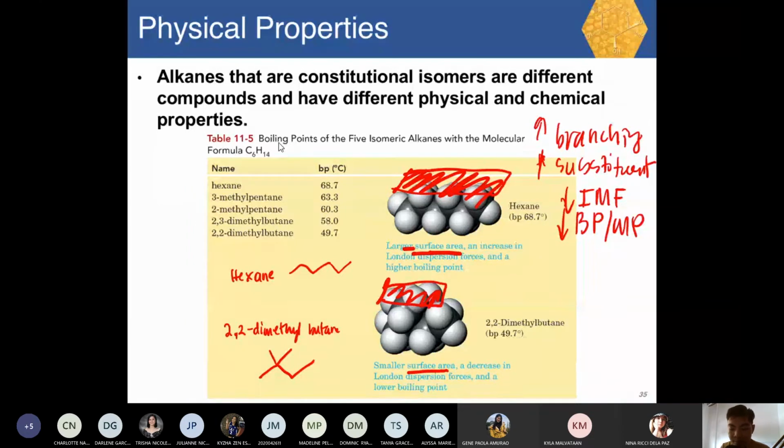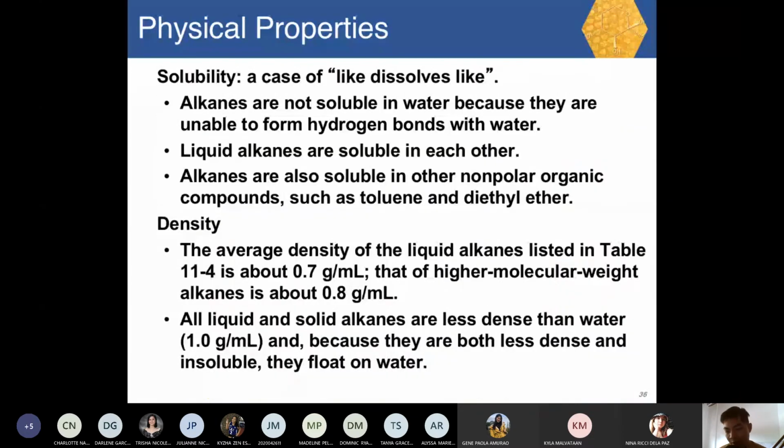Okay? So another property of your alkanes is solubility. What's the concept of solubility? Like dissolves like, no? That means if it is polar, it will dissolve another polar molecule. If it is non-polar, it will not dissolve a polar molecule. So, what are our alkanes? Our alkanes are non-polar. Why are they non-polar? Because the hydrogen-carbon bond has an electronegativity difference of 0.4. That means those bonds are non-polar, right?